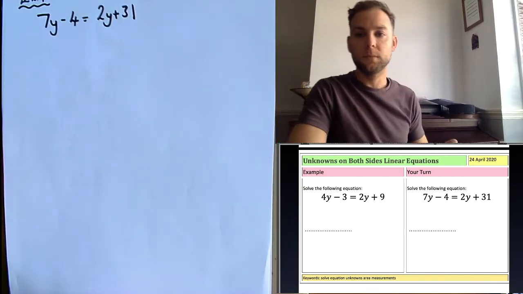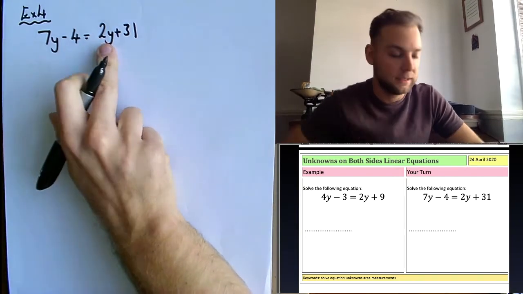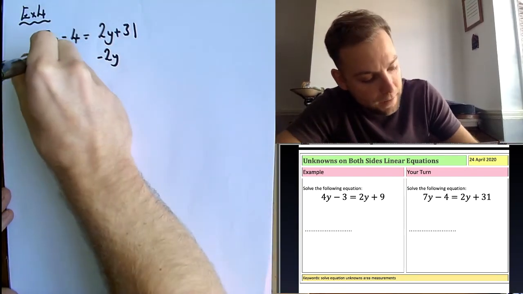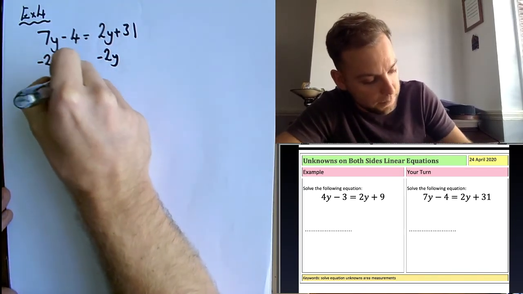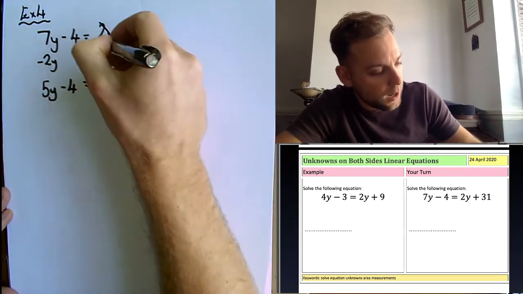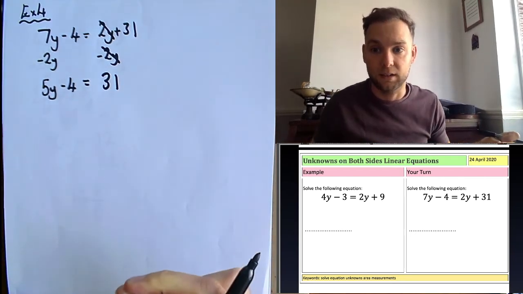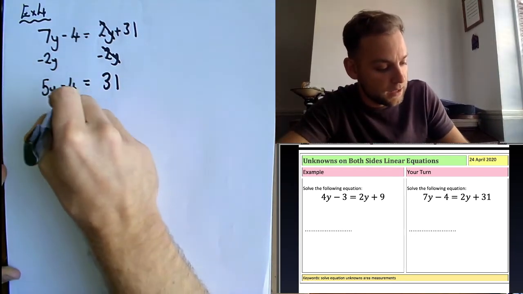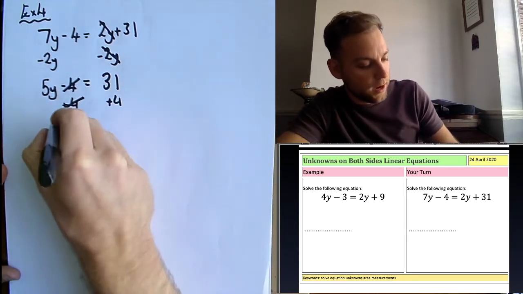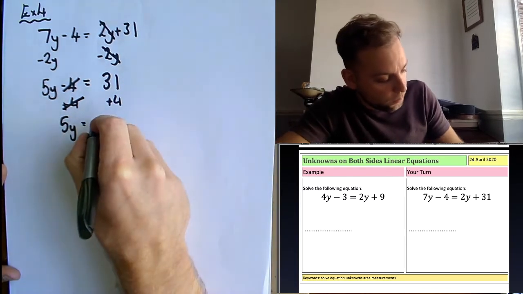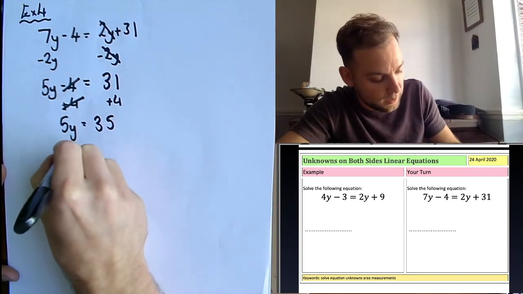So, get rid of our smallest unknown first. In this case, it's 2y. So minus 2y, minus 2y. 7y take away 2y is equal to 5y minus 4. 2y take away 2y is nothing, so I'm just left with the 31 on this side, and then I'm solving a linear equation. So I need to get rid of this minus 4 by adding 4, adding 4. So I end up with 5y is equal to 31 plus 4, which is 35. And then I'm dividing by 5 and dividing by 5.